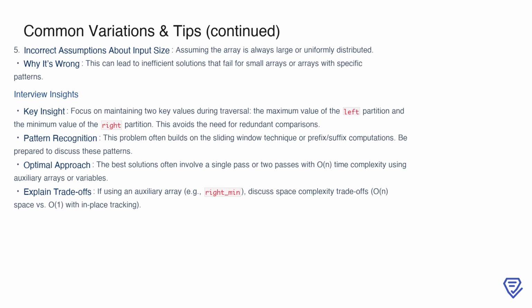The optimal solutions usually involve either a single pass or two passes, achieving O(n) time complexity by utilizing auxiliary arrays or variables. However, if you choose to use an auxiliary array, be prepared to discuss the trade-offs, such as increased space complexity. For example, an auxiliary array like right_min requires O(n) space, while in-place tracking reduces it to O(1). Being able to explain these trade-offs during an interview can make a strong impression.